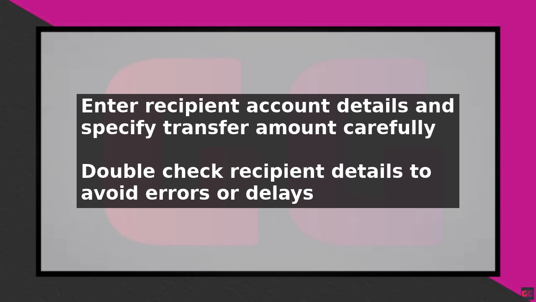If you are transferring money to another Kiwibank account, you will need the recipient's account number. If you are transferring money to an account at another bank, you will need the recipient's account number and the bank's SWIFT code. When entering the recipient's account details, make sure to double-check that the information is accurate to avoid any errors or delays. You can also save the recipient's details for future transfers, making it quicker and easier to transfer money in the future.